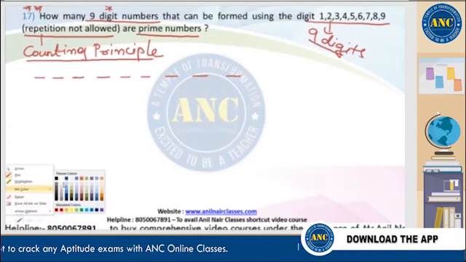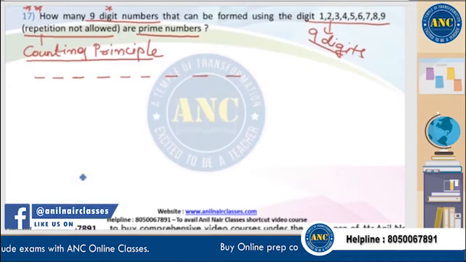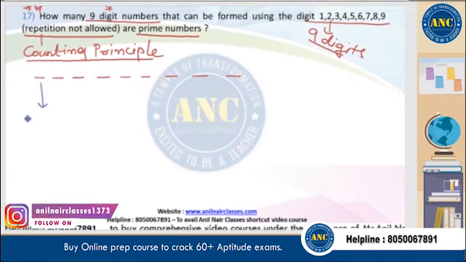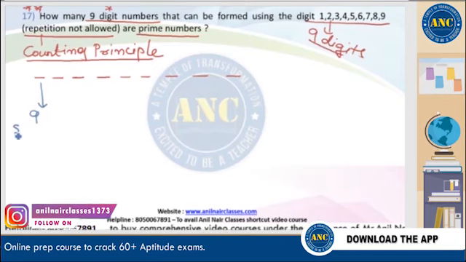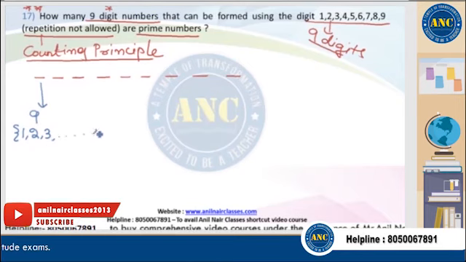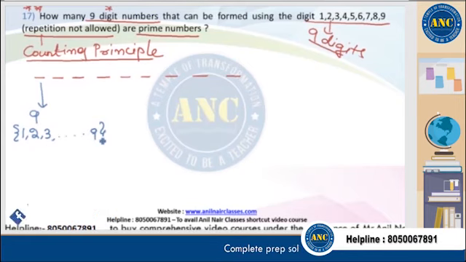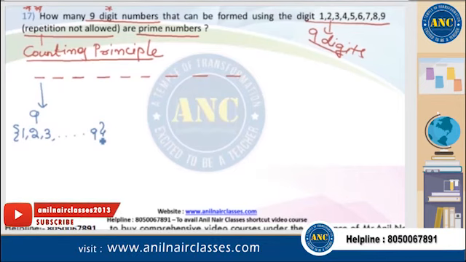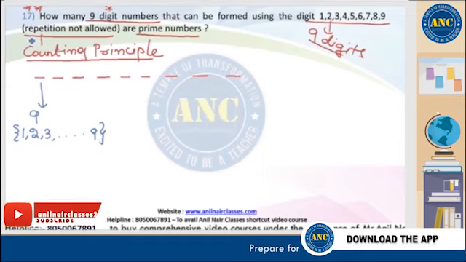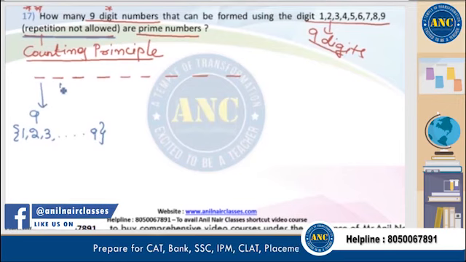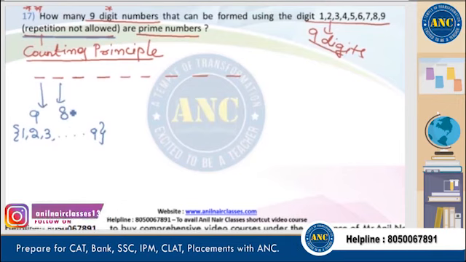Very, very tricky question. Listen carefully to the way I solve. First, I fill the leftmost place. This place can be filled in 9 ways, because I have not filled any place yet, so any digit from 1 to 9 can be kept in the leftmost place. Because repetition is not allowed, one digit is already used, so here I can keep 8 digits.